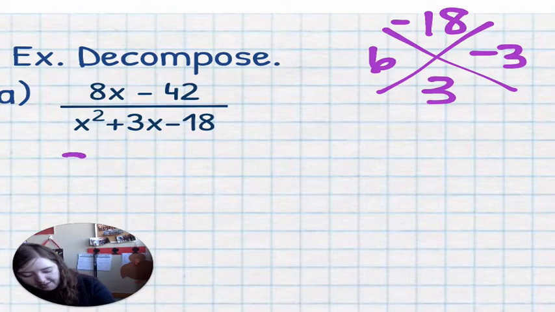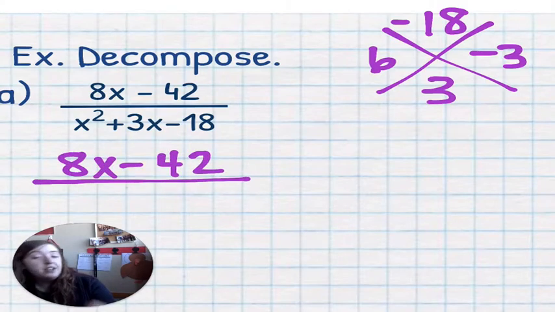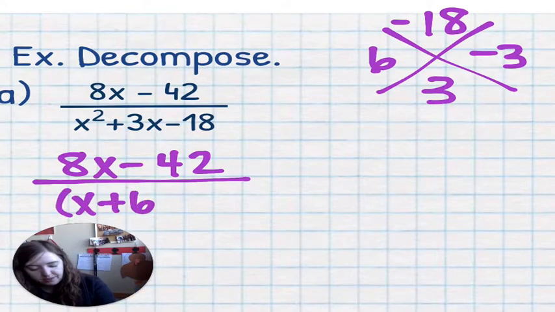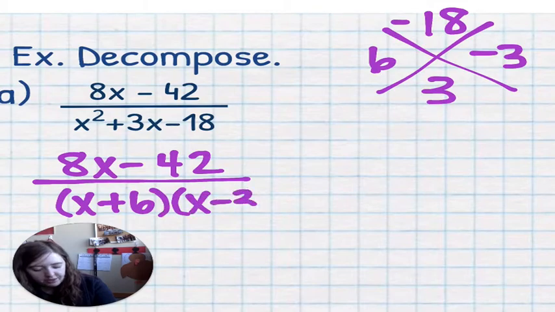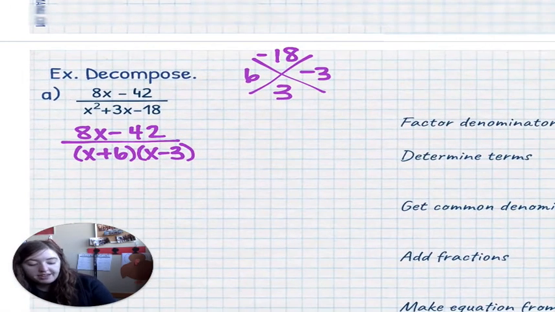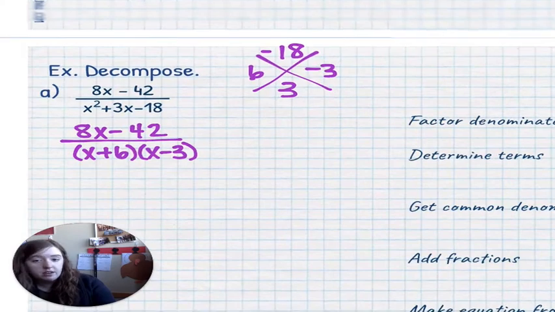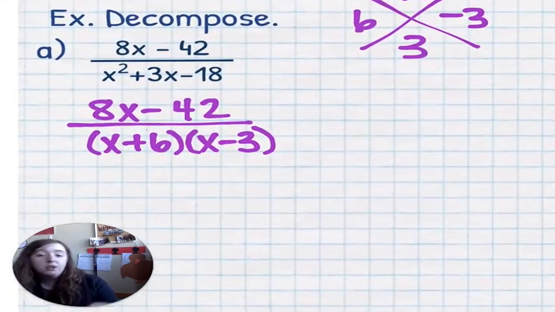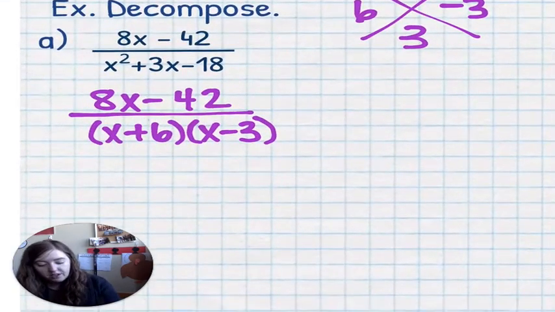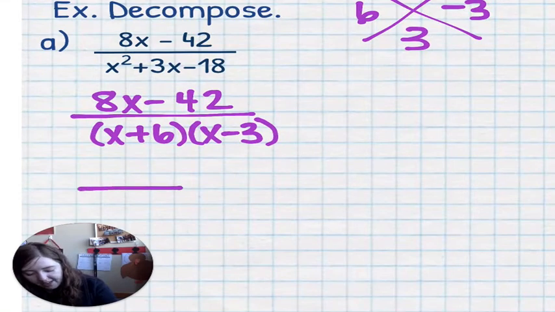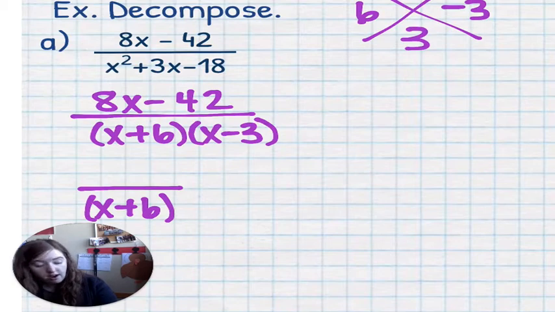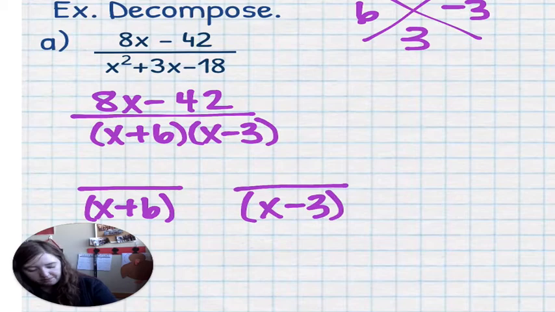So we still have that 8x minus 42 in our numerator. But we know that x squared plus 3x minus 18 is going to factor into x plus 6 times x minus 3. Our next step says to determine our terms. We determine our terms with our denominator. So one of our fractions is going to have x plus 6 in the denominator. Our other fraction is going to have x minus 3 in the denominator.